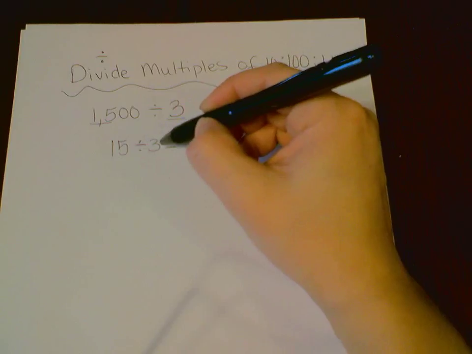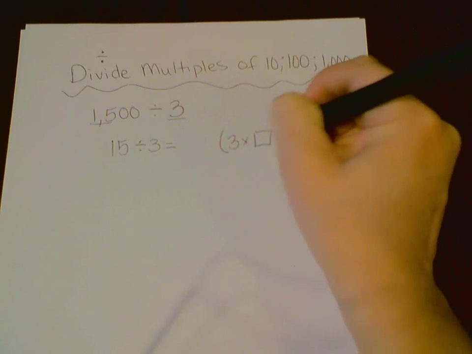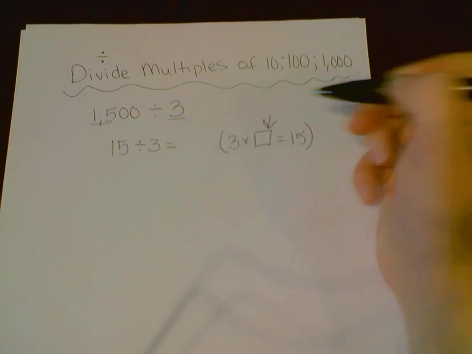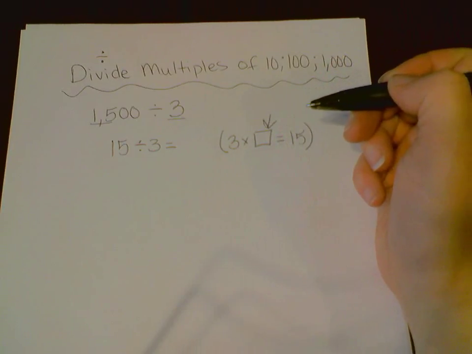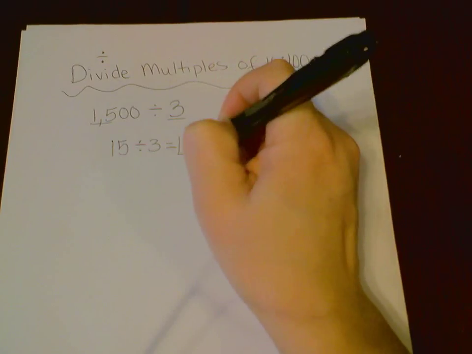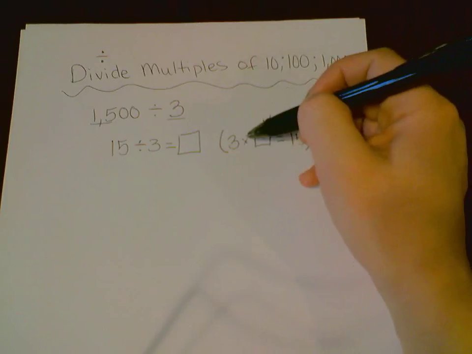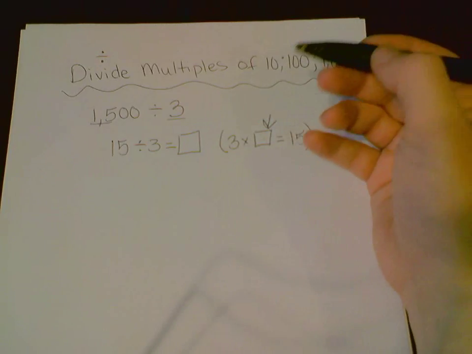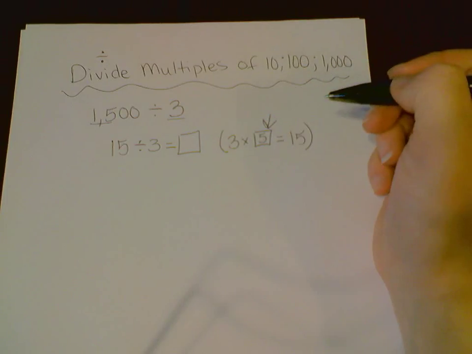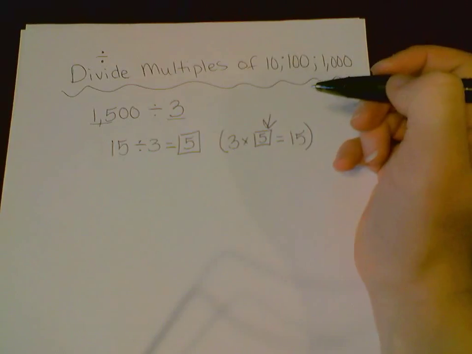Well, 15 divided by 3 is the same thing as saying 3 times what number equals 15, okay? When you figure out what you multiply 3 by to equal 15, well then that missing number is also the answer, the quotient to 15 divided by 3. Well, if we think about our math facts, counting by threes, or if you just know your math facts, you would know that this missing number is 5, okay? 3 times 5 equals 15. So then 15 divided by 3 equals 5, okay?